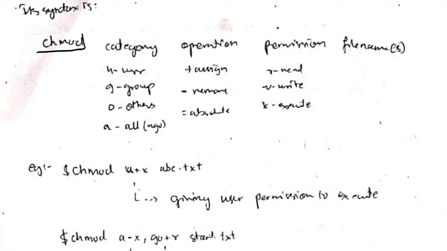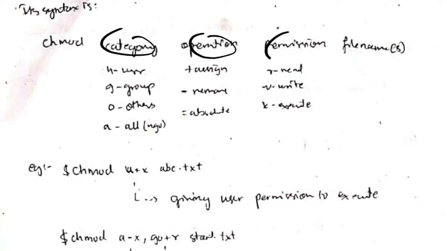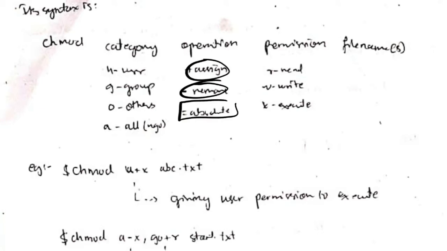We have chmod, then the 3 words and the file name. Now let's discuss the 3 words here. The first is the category, then the operation, then the permission. In category, which type of user you want to change: user, group, owner, or all others, which is UGO. The operation means assigning the permission or removing the permission or absolute permission. The permissions include read, write, and execute.